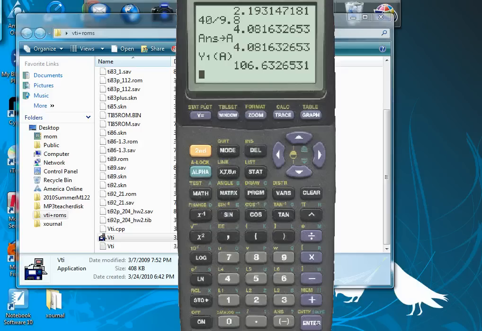I need to know when my S is 0. I need to solve when S is 0, when it hits the ground. So S of 0 is 25, right? S of 4.08-ish is 106. S of what is 0? That's the question. Okay, so let's find out.